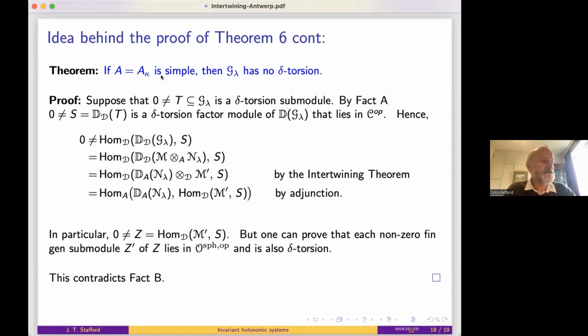So that gives you a hint as to how the proof works. It's very much an interplay between modules over D of V and A kappa. And the same is true for the other results.